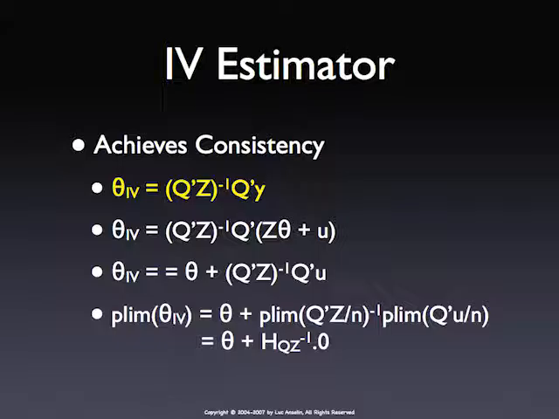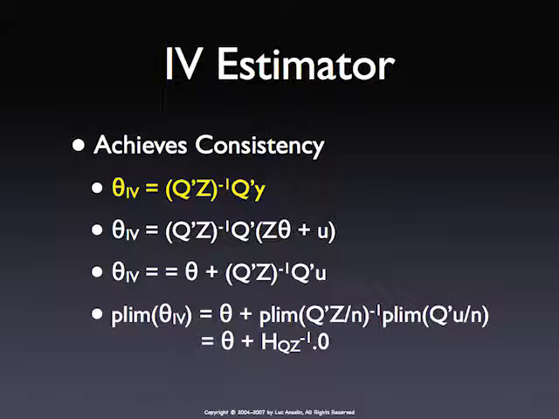The instrumental variable estimator then formally is Q prime Z, where Q is the instruments and Z is the original matrix of covariates, inverted, times Q prime Y. Why does this work? Well, let's put in the original Y in its full expression, and then we play the same game as we did before. We just multiply this out. So we get Q prime Z inverse times Q prime Z. That cancels, and we end up with theta.